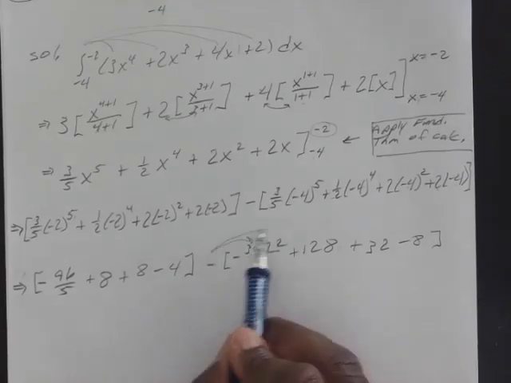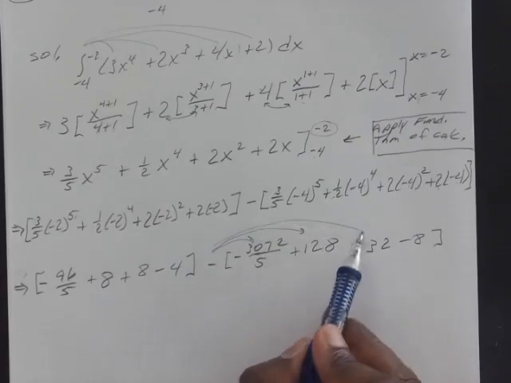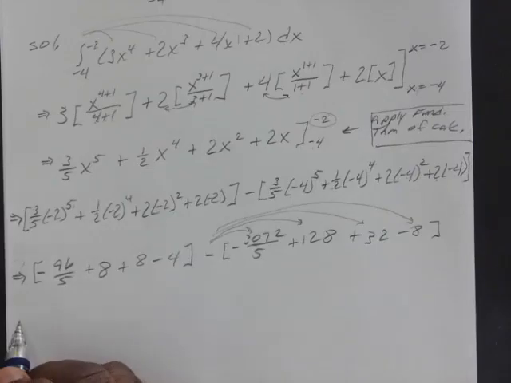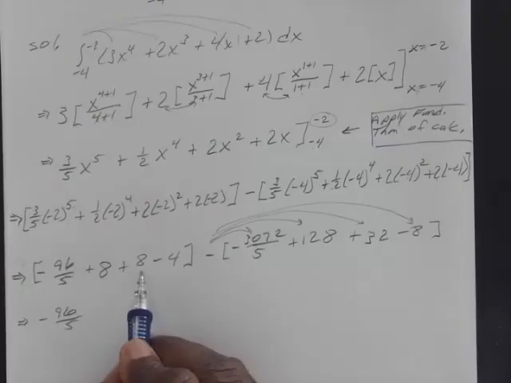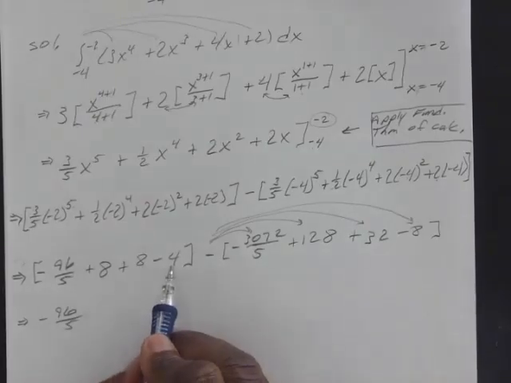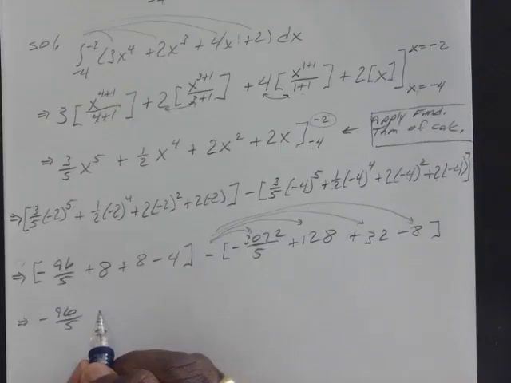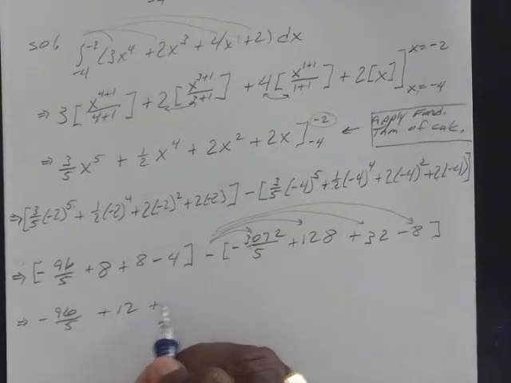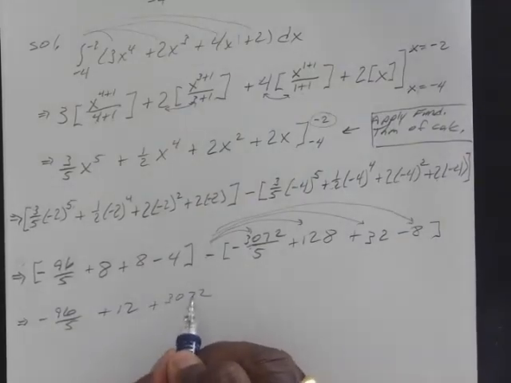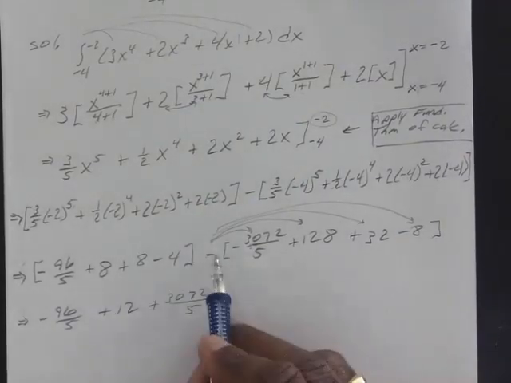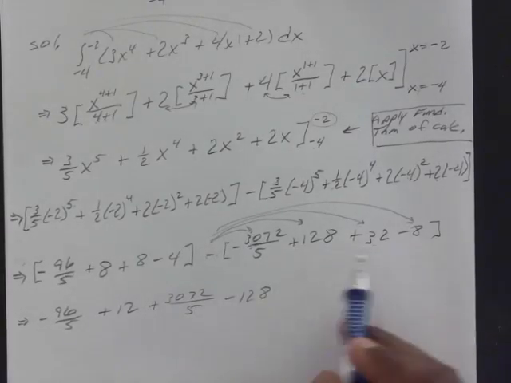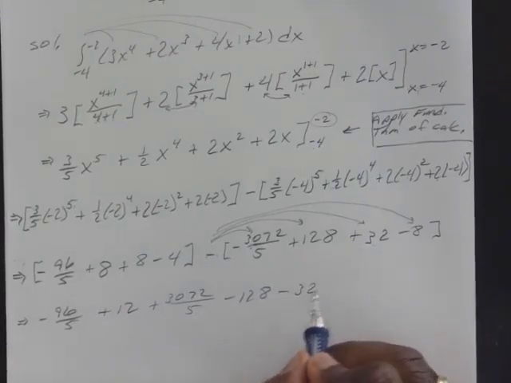Okay, so if we distribute this negative to all the terms there, that will give us -96/5. And we can add these two together. So you have 16 minus 4 is 12. So plus 12 plus 3072 divided by 5 minus 128. I could combine those, but minus 32 plus 8.